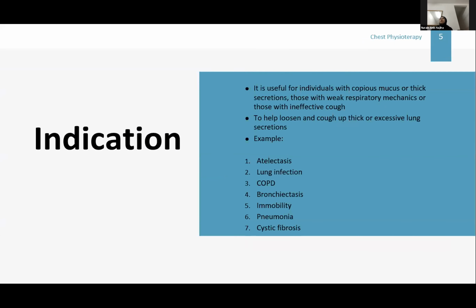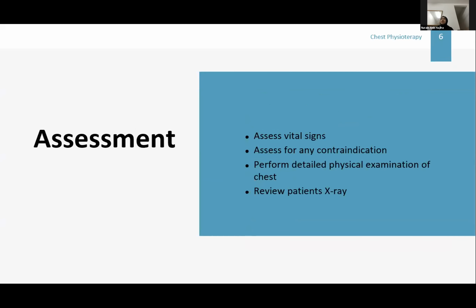So, indication: it is useful for individuals with copious mucus or thick secretions, and helps loosen and cough up thick or excessive lung secretions. For example, in a patient having atelectasis, in which some or all of the lung tissue is collapsed, lung infection like pneumonia or lung abscess, COPD, bronchiectasis, where the large airways in the lungs are damaged and widened, and immobility, where chest physiotherapy can help prevent pneumonia and other breathing problems due to long-term immobility. Also cystic fibrosis, the genetic disorder that causes thick and sticky mucus to build up in the lungs and cause difficulty in breathing.